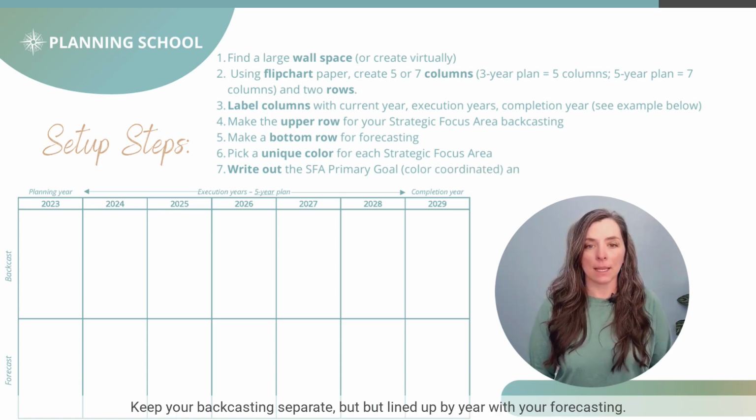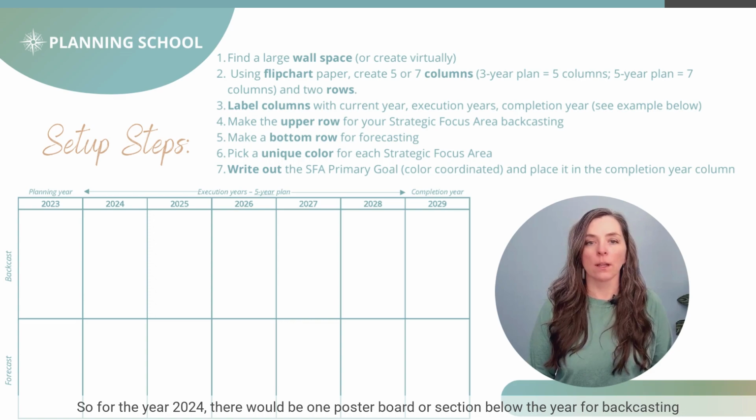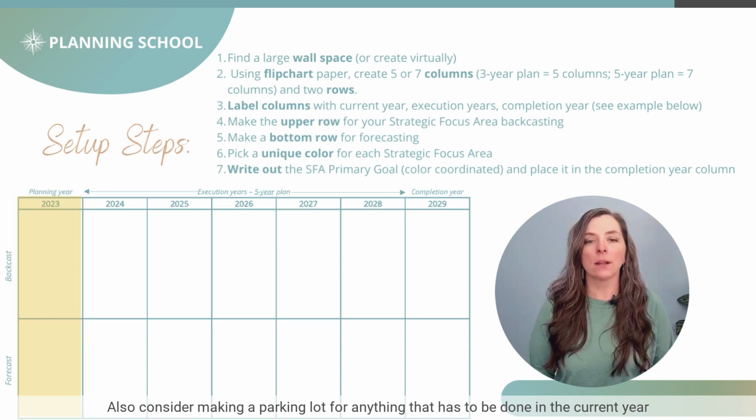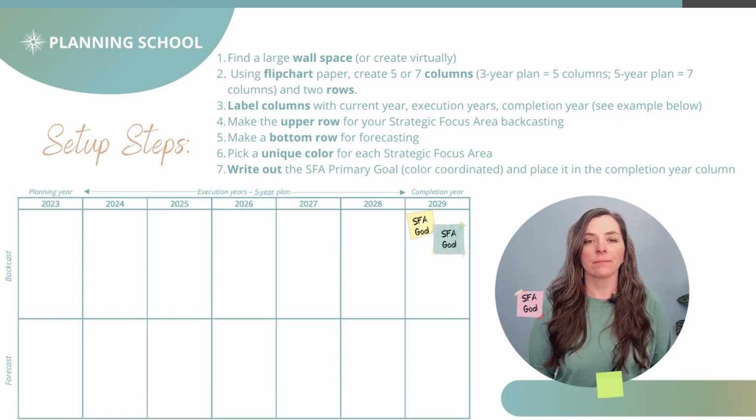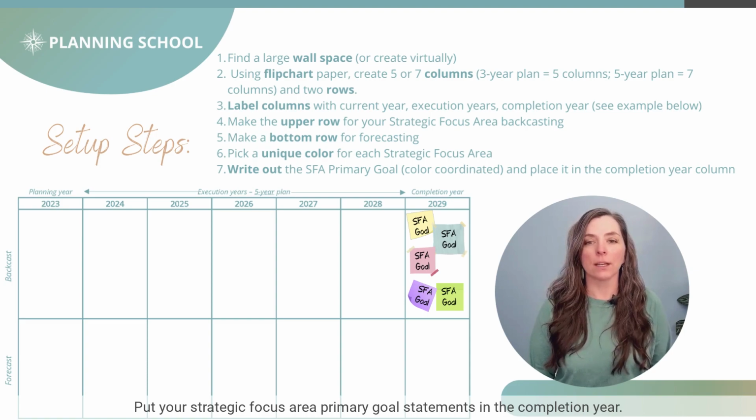Keep your backcasting separate, but lined up by year with your forecasting. So for the year 2024, there would be one poster board or section below the year for backcasting, and then below that, but in the same column, there's a spot for forecasting. Also consider making a parking lot for anything that has to be done in the current year before your first full year of execution begins. Put your strategic focus area primary goal statements in the completion year.